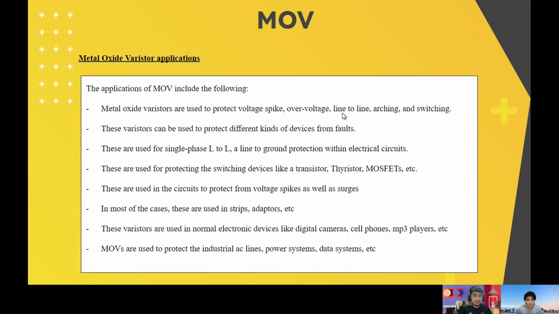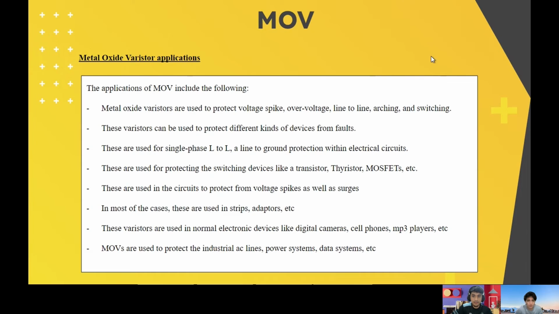So now I will explain about metal oxide varistor application. The applications of MOV include the following. First, metal oxide varistors are used to protect against voltage spikes of voltage line to line, arcing and switching. Second, this varistor can be used to protect different kinds of devices from faults. Third, these are used for single phase line to line, line to ground protection within electrical circuits. Fourth, these are used for protecting switching devices like transistors, thyristors and MOSFETs.